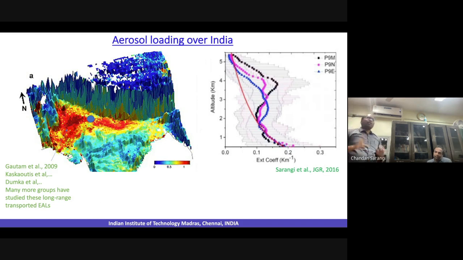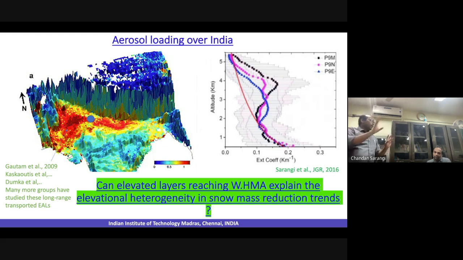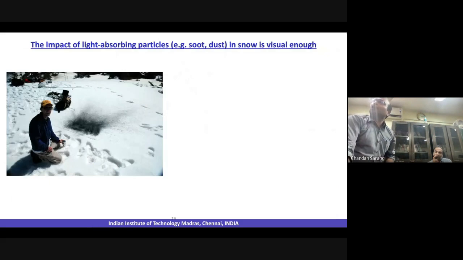This was what I did in my PhD time, and when I saw that, I started asking, can these two be linked? Until that time, in models we didn't have a module where the atmospheric deposition can go into the snow and change it.